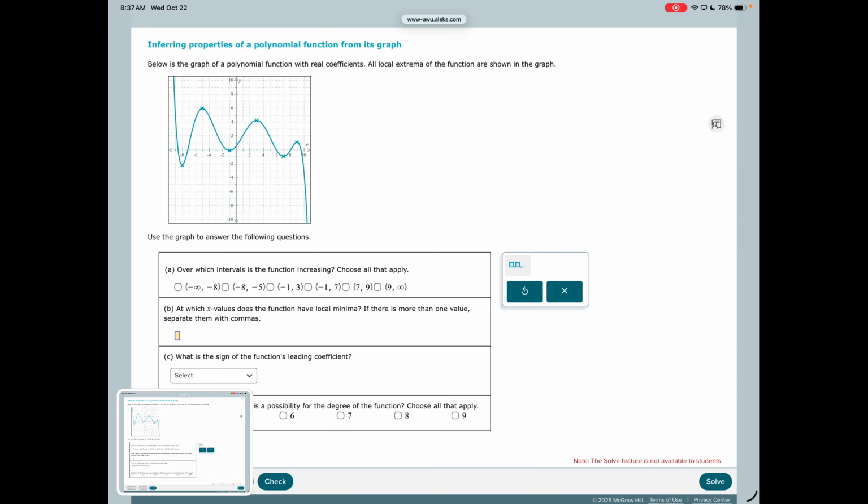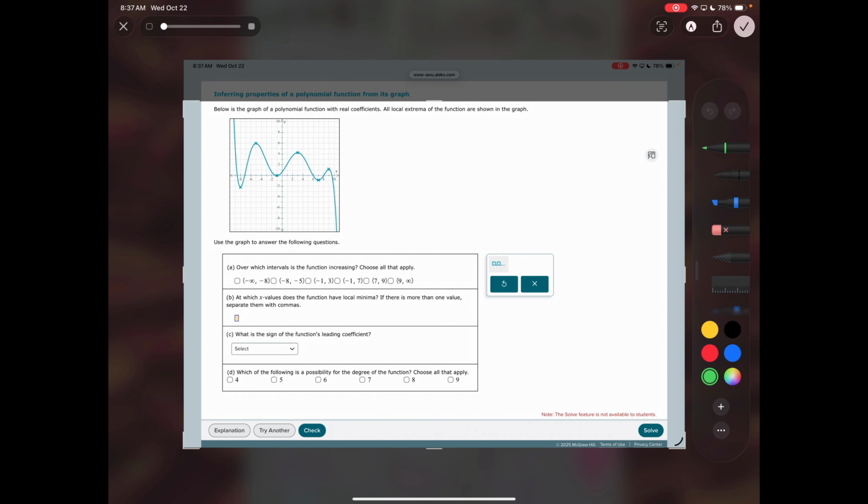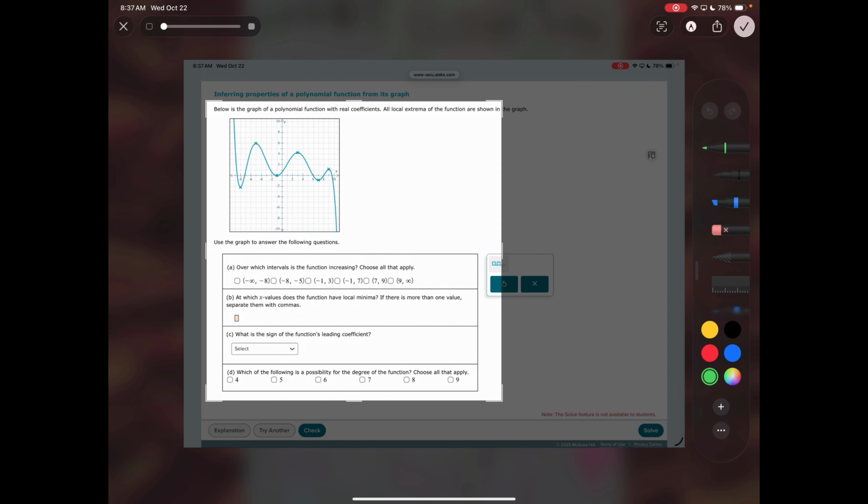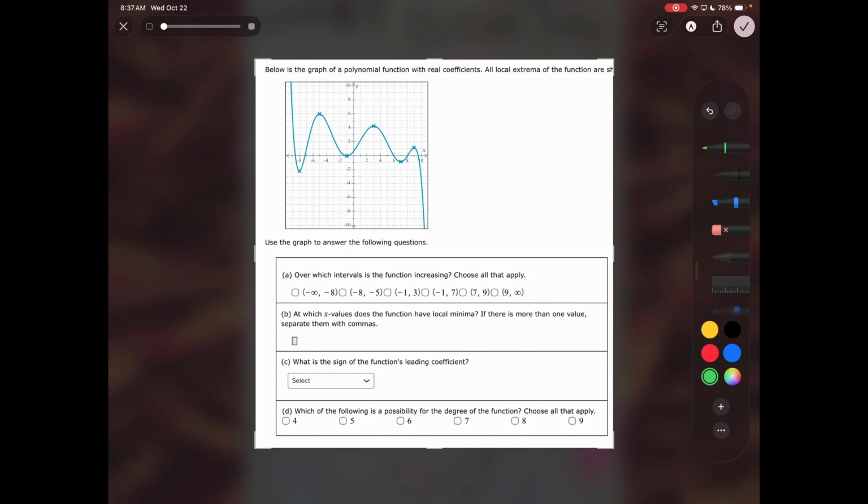This one, they give you the graph, and you're going to just look at it and go through those different things that we talked about. So let's see what they have here. Which of the intervals is increasing? Remember, it's increasing from left to right. You use your x values. So from -8 to -5, it is increasing. It's going up right here. It's also increasing from -1 to 3. And then it's also increasing right here from 7 to 9.